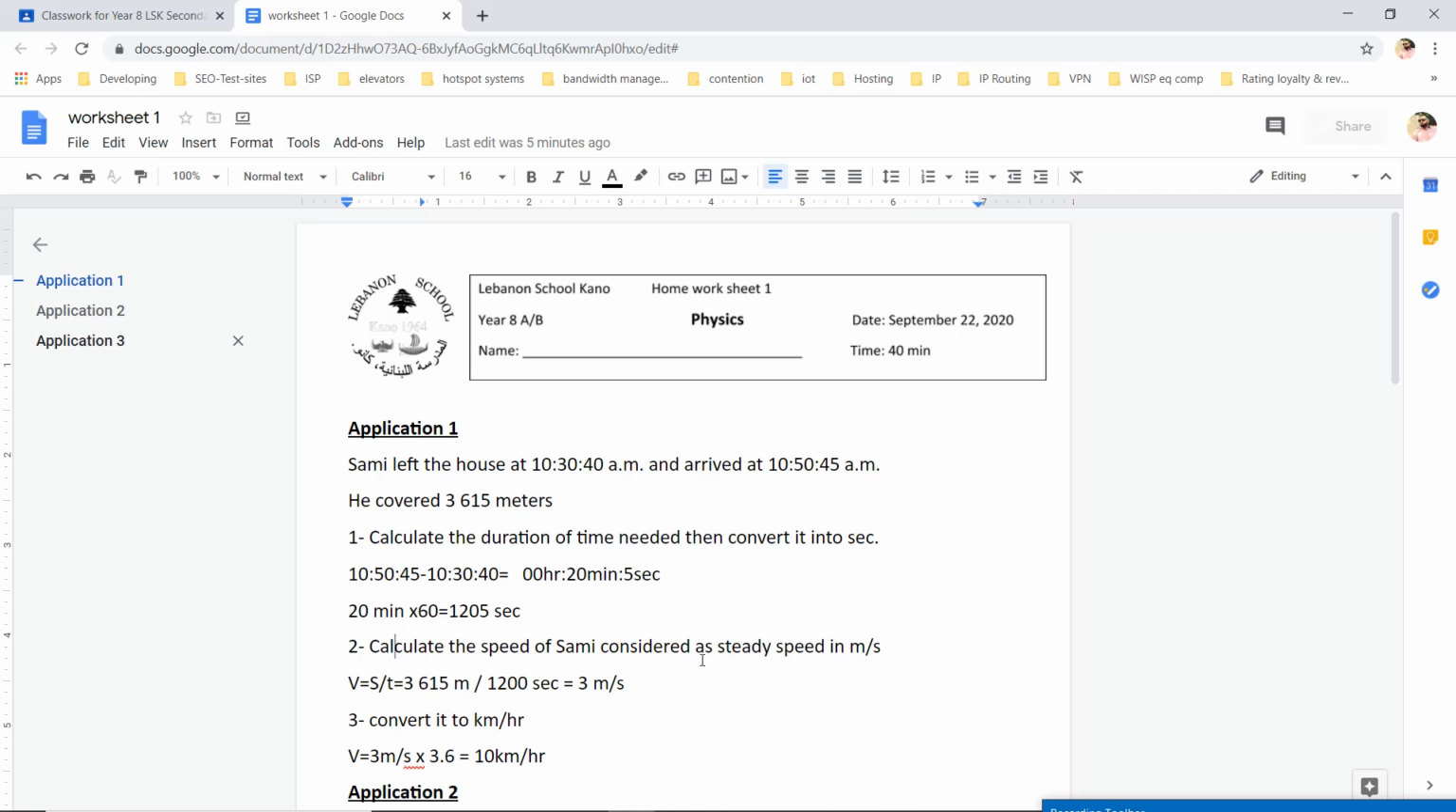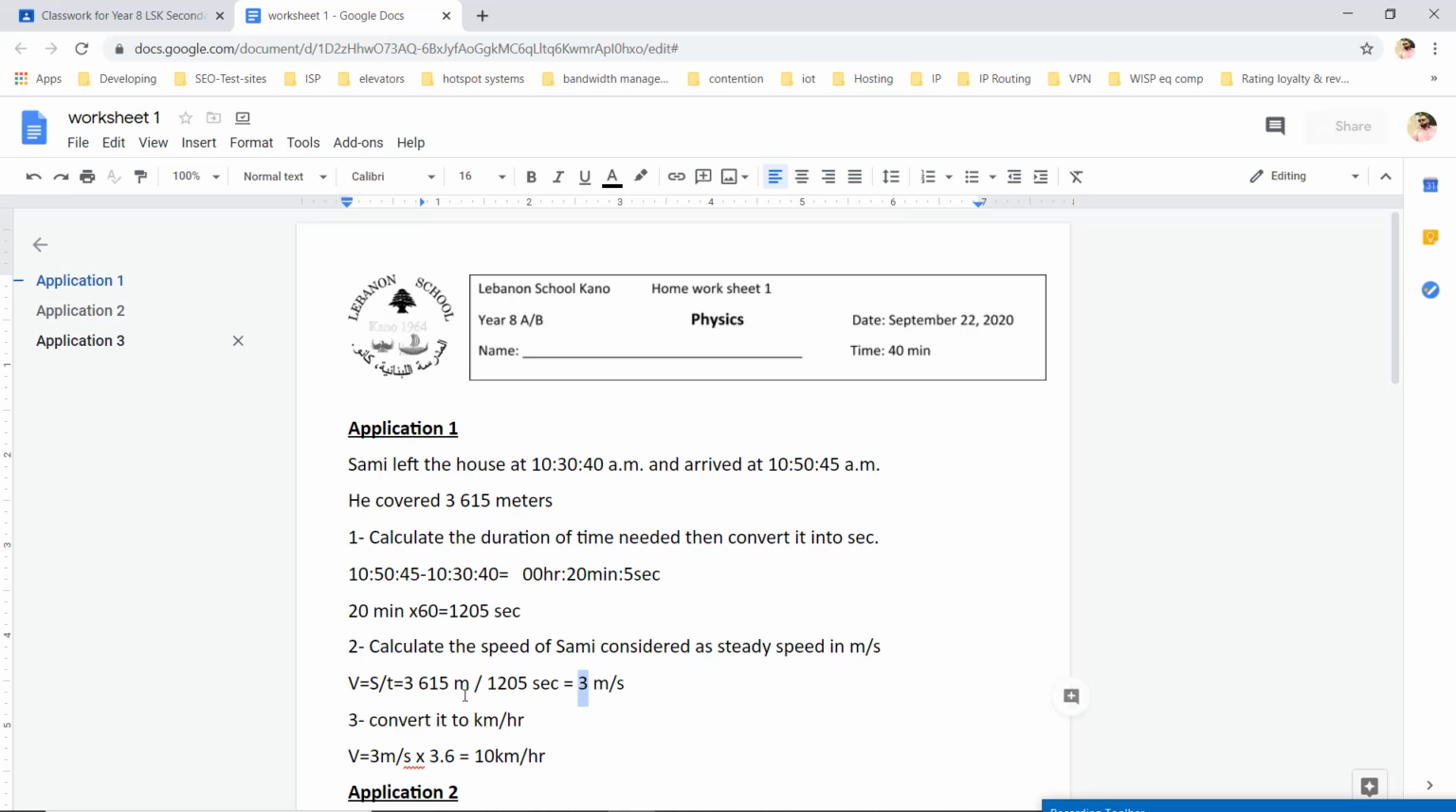Okay, now calculate the speed of Sammy considered as steady speed. What do I mean by steady speed? We said that steady speed is constant speed in meter per second. So first of all, we should write the rule. The speed is equal to distance divided by time. Speed is v, distance is symbolized by s, and time is symbolized by t. So v equals s over t, and I forgot to put the 5 here.